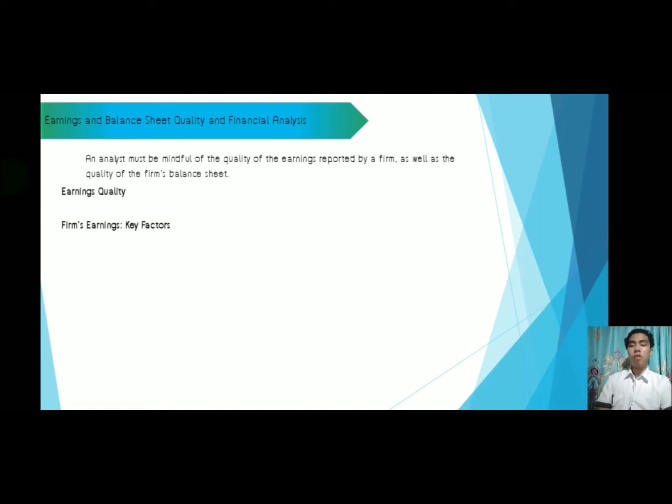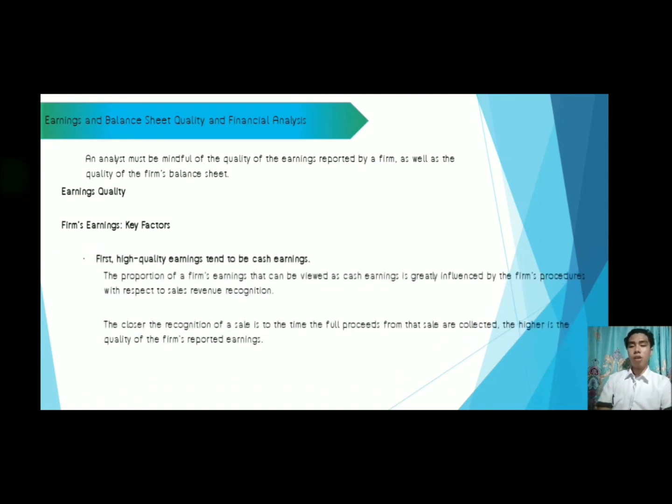Earnings quality. When considering the quality of the firm's earnings, two key factors should be kept in mind. First, high quality earnings tend to be cash earnings. The proportion of a firm's earnings that can be viewed as cash earnings is greatly influenced by the firm's procedures with respect to sales revenue recognition.